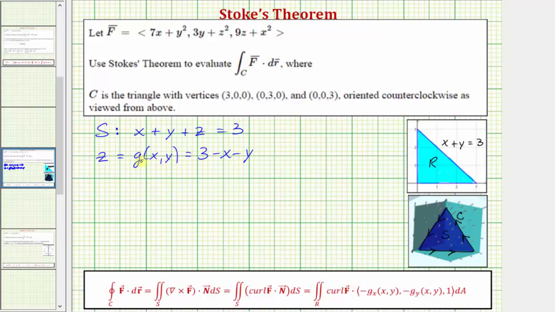We're also going to need the partial derivatives of g with respect to x and y later, so let's go ahead and find those now. The partial derivative of g with respect to x is equal to the derivative of 3 minus x minus y with respect to x, which is negative 1. And the partial derivative of g with respect to y is equal to the derivative of 3 minus x minus y with respect to y, which is negative 1. Now let's determine the curl of the vector field f.